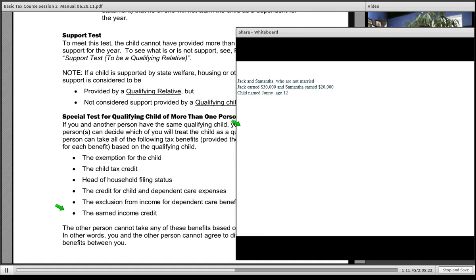The reason Jack cannot file as head of household is that he has given up that individual who could qualify him for that status. So when you give away a dependency exemption to another person, you give away every benefit that goes with that exemption.